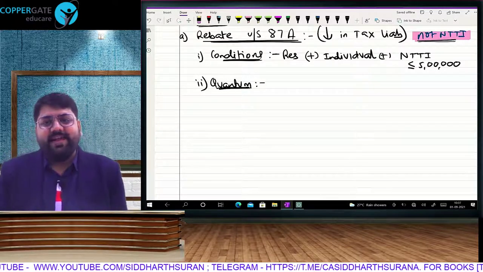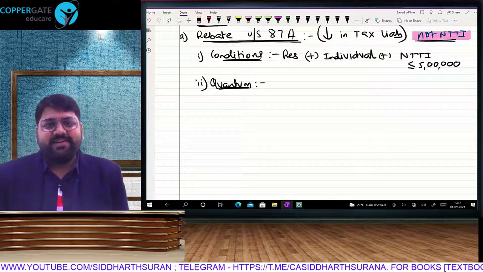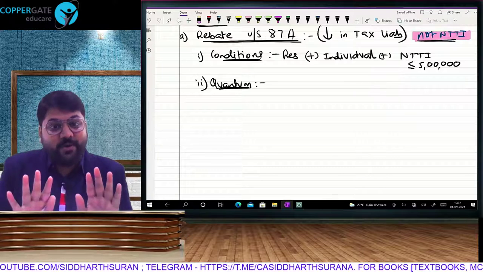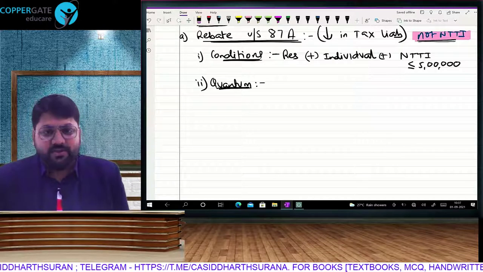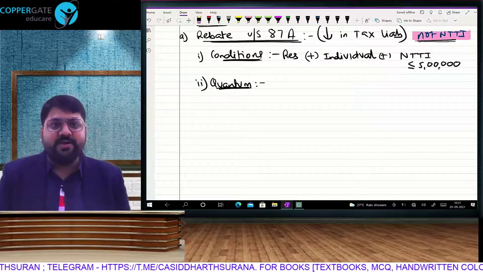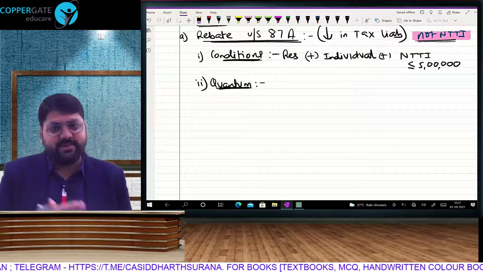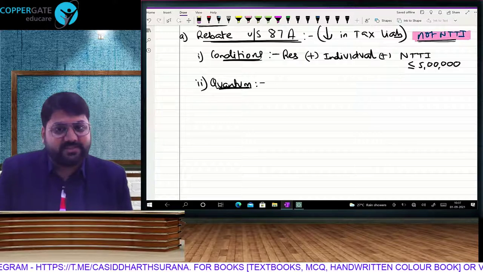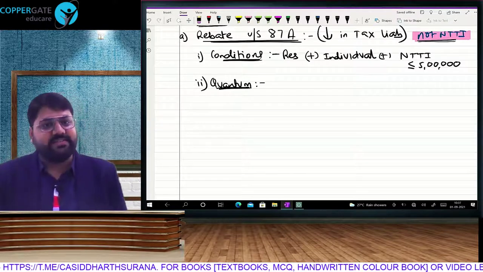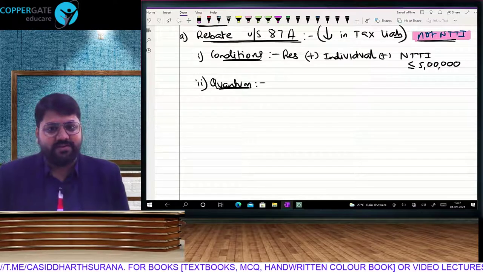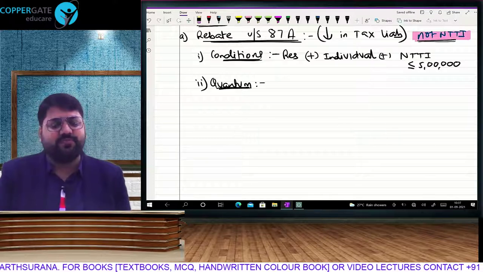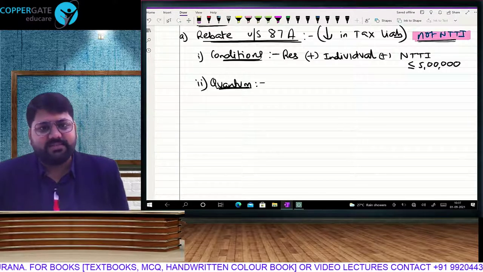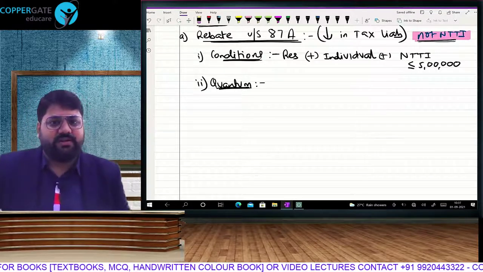And residential status, by the way, I am going to cover residential status also in your portion. Not just the heads of income or clubbing setup, but also the residential status, because international tax requires you to distinguish between resident and non-resident. Without that, you cannot go further. So I am going to cover that. Don't worry about that. But as per rules, once you spend 182 days in India, that is 6 months in India, then you are going to be treated as resident.